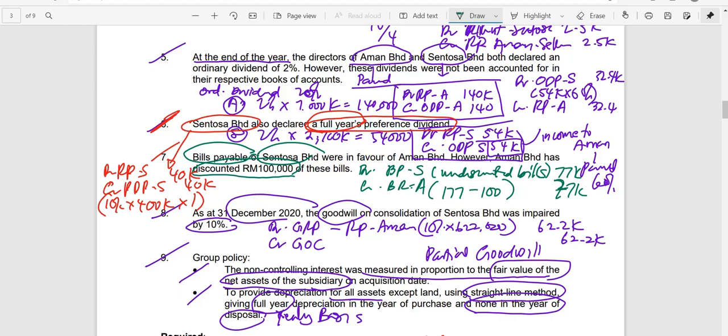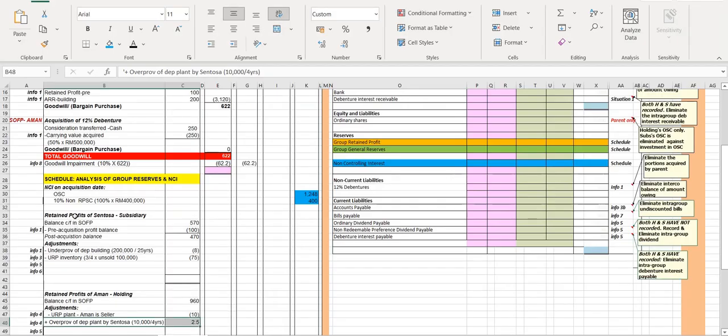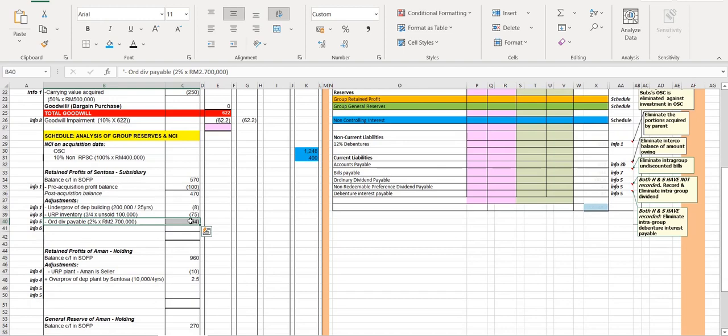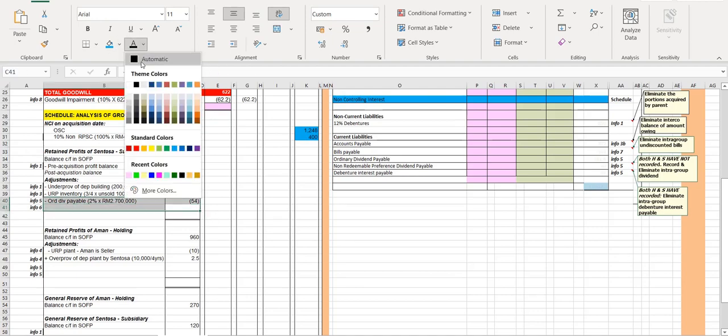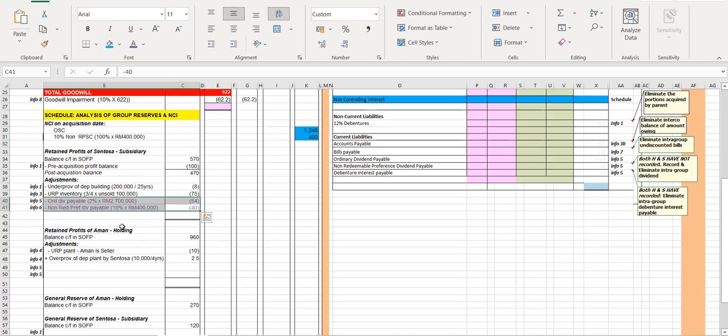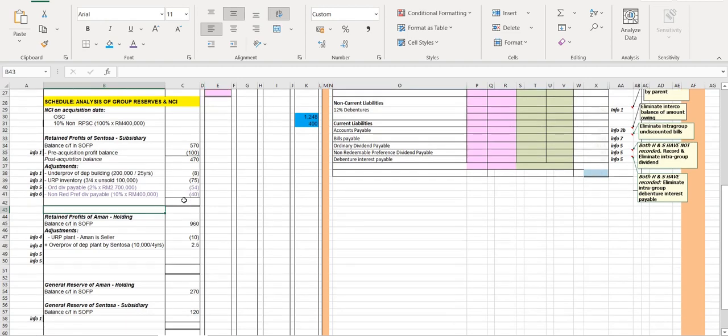So let's look at our question, and what we're going to do now is to complete the schedule. Information number 5 was on dividend. Take note, earlier I have already calculated this 54 in the subsidiaries, and information number 6 was also on dividend. One is the dividend for ordinary shares, the other is the dividend for the preference shares, right? So those are for the preference and ordinary dividend.